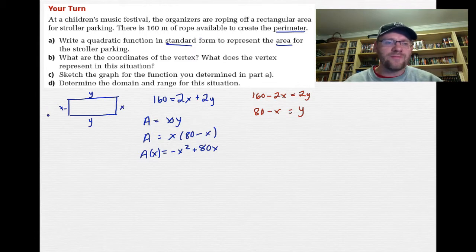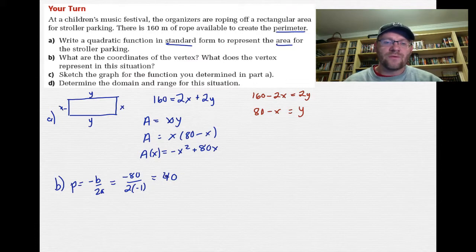Now part B, this was part A, part B says we need to find the coordinates of the vertex. Well, we don't have a picture of this thing, but we do know that the coordinates of the vertex is p, the x value anyway, and that is negative b over 2a. We learned that today. So that means negative b is negative 80 over 2 times negative 1, which means it's just 40.